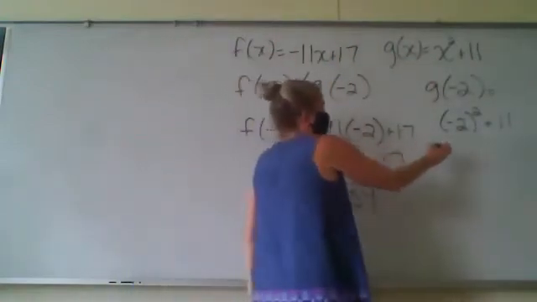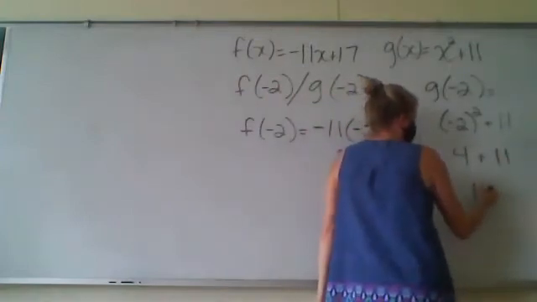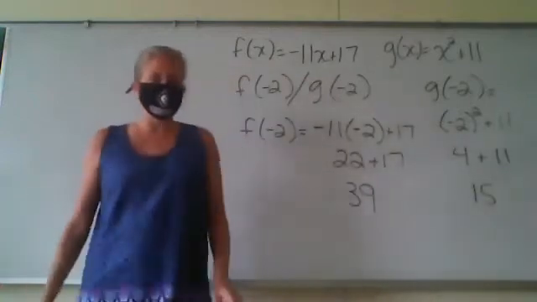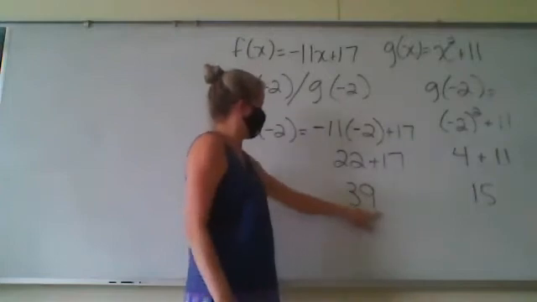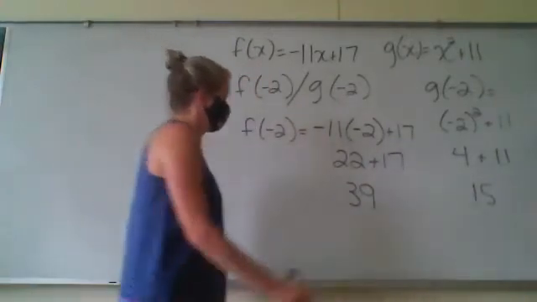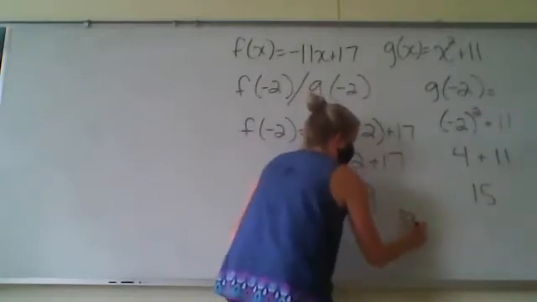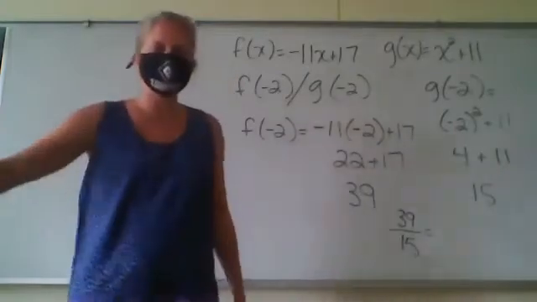So negative 2 squared gives me positive 4 plus 11 gives me 15. So now, again, what did it want me to do? It wants me to put the f solution, which is 39, over the g solution, which is 15. So let's see what that gives me. I have 39 over 15. Now, they're going to want the answer in simplest form.